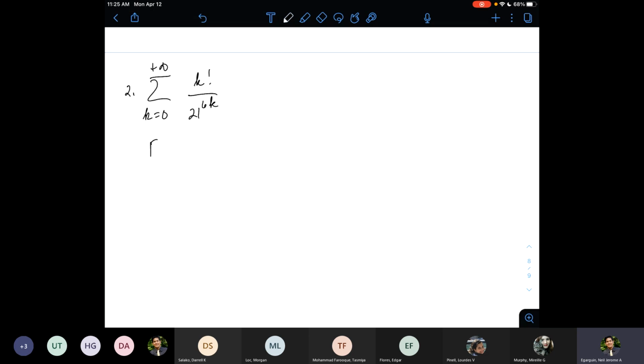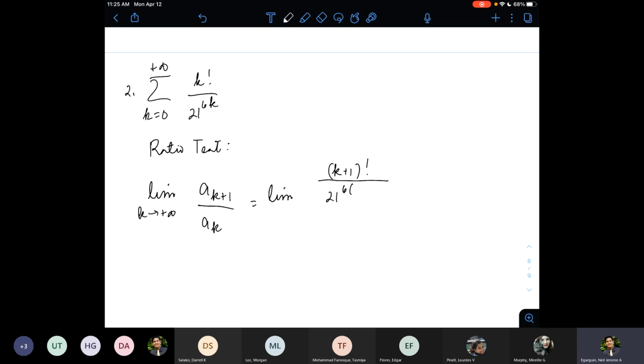Remember, for the ratio test, we take the limit of a sub k plus 1 all over a sub k as k approaches infinity. Again, the numerator is formed by changing all k's you see here to k plus 1. So instead of a k factorial, I'll have a k plus 1 factorial all over 21 to the 6 times k plus 1. All k's were replaced by k plus 1. All over, I'll just copy the k term. So k factorial over 21 to the 6k. Take the limit as k approaches infinity.